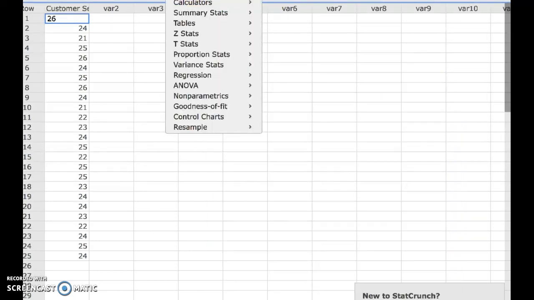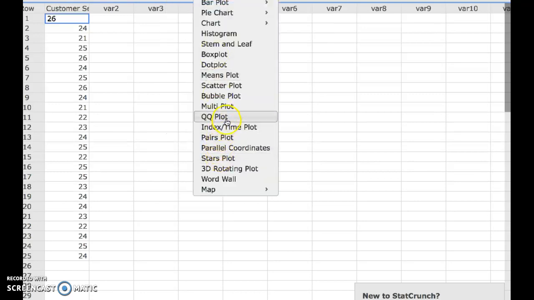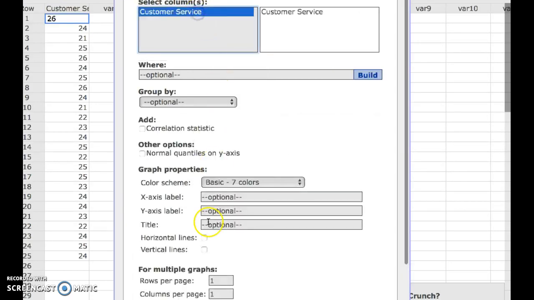And sometimes you don't actually have the raw data. They just give you a QQ plot in future chapters. So go back to your graph menu, select your QQ plot, and I'm actually going to check the correlation statistic because we might want that later.